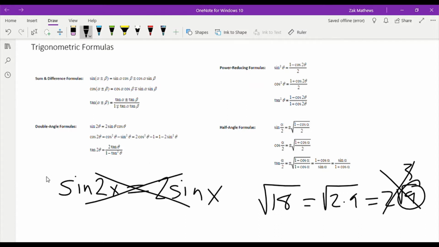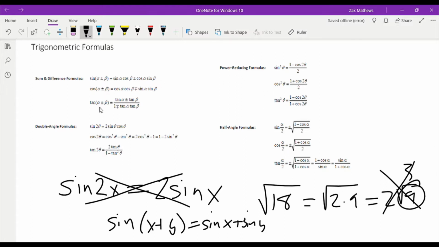I can't just pull things out of trig functions, or if I see sine of x plus y, I can't write that as sine x plus sine y. The same way I couldn't write the square root of x plus y as the square root of x plus the square root of y. So these formulas, what they allow me to do, notice all of them, we're manipulating the angle, with the exception of the power reducing, they manipulate the function itself.